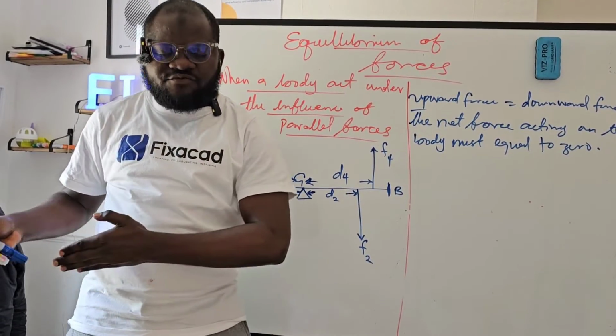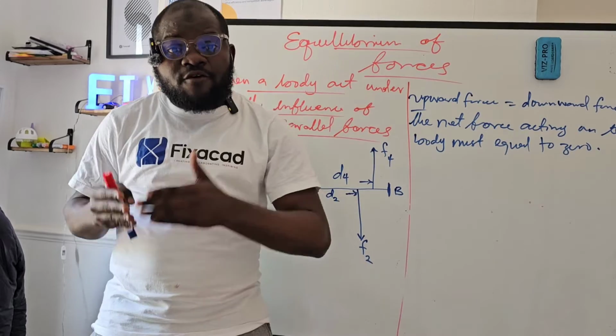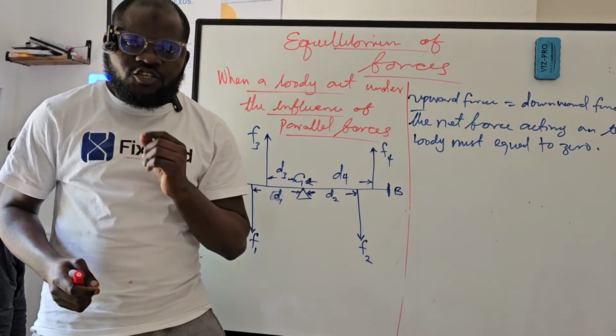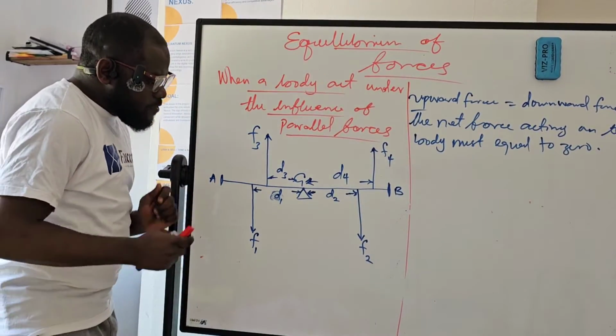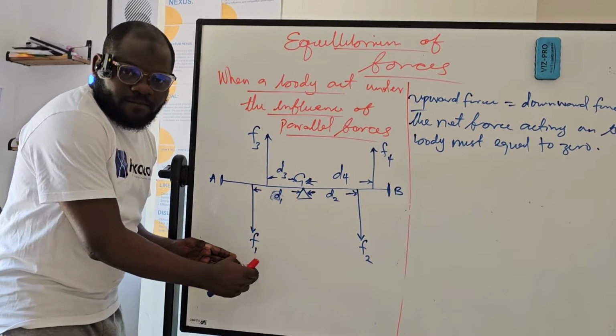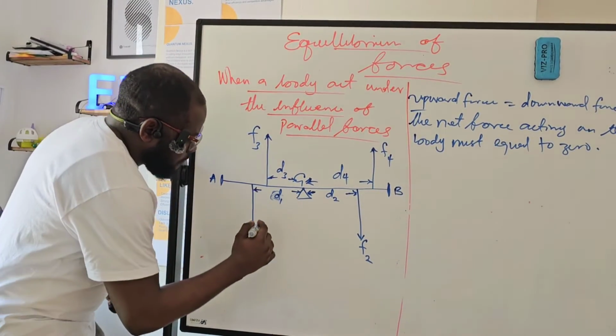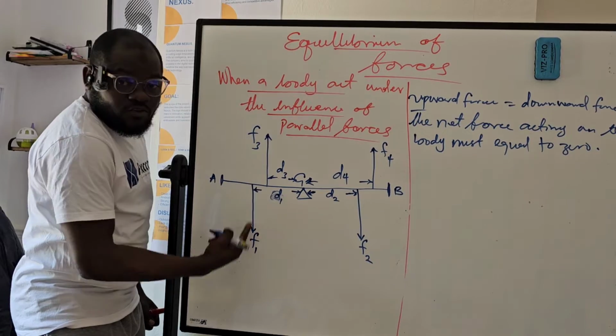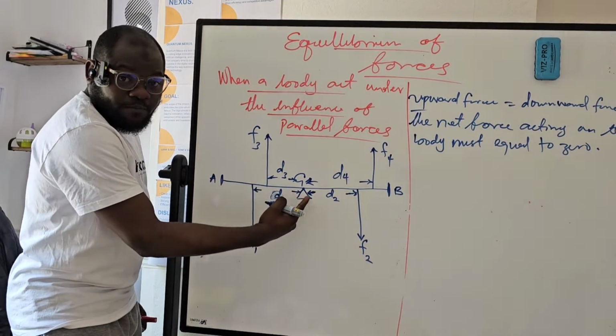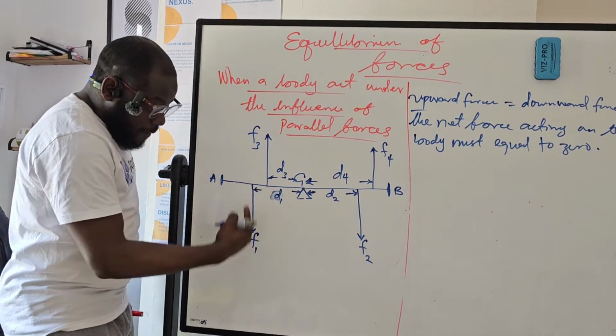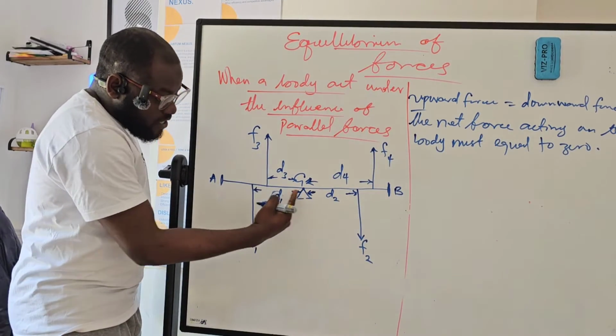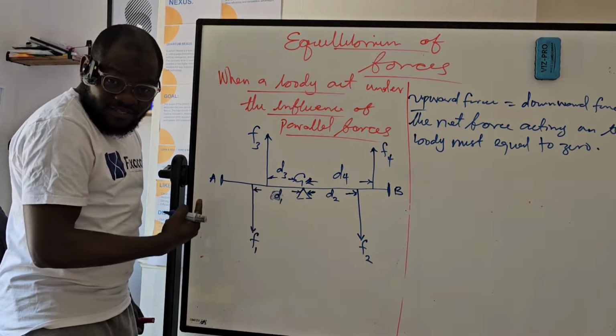Whatever force you are considering, it has to be the distance away from that point. Do you understand that now? Good. So when we now talk about moment of F1, moment of F1 is going to be what? The product of this perpendicular distance away from this reference point. The product of this perpendicular force away from this one reference distance here. Do you understand where I'm coming from now?